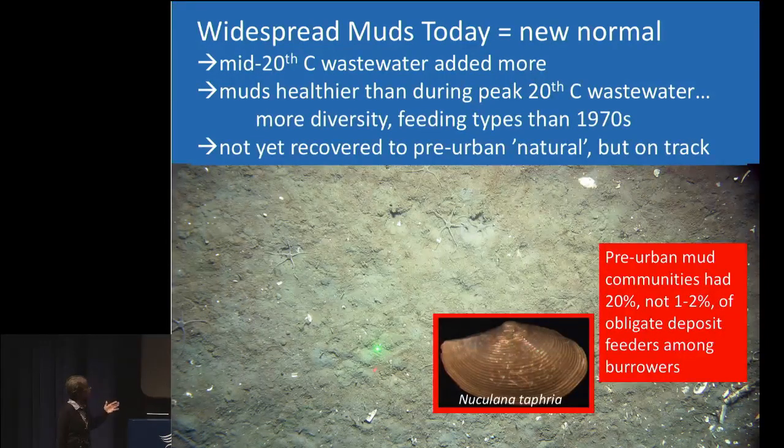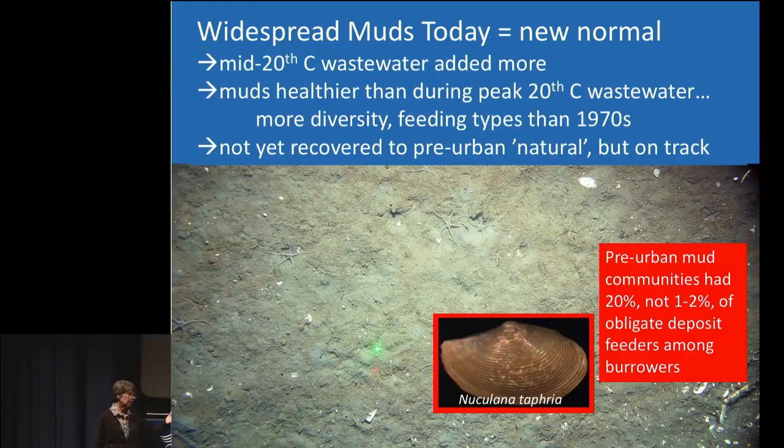to pre-urban. We know, for example, that right now only 1 to 2% of all bivalve individuals are what we call obligate deposit feeders, such as this Nuculana, whereas in the pre-colonial patches of mud, that trophic group, that feeding group, would have constituted 15 or 20%.